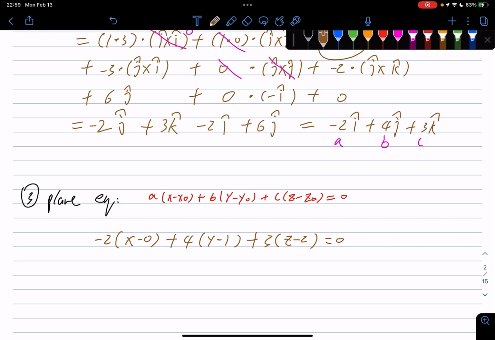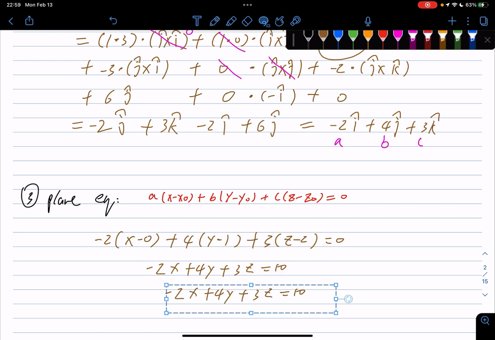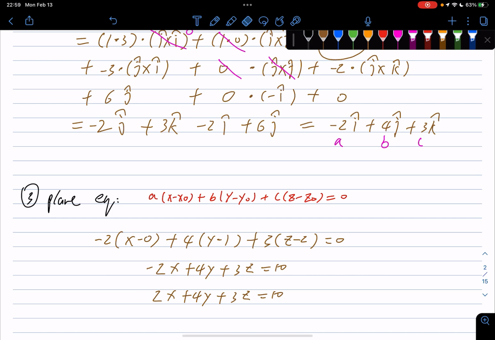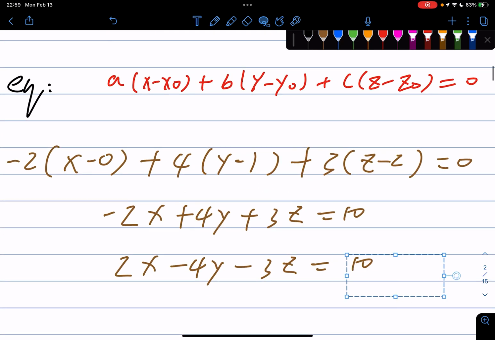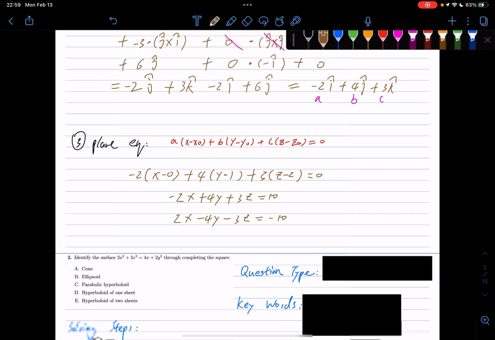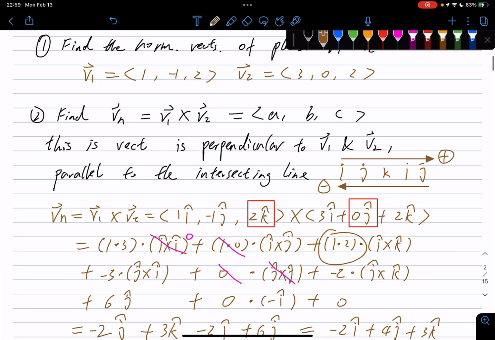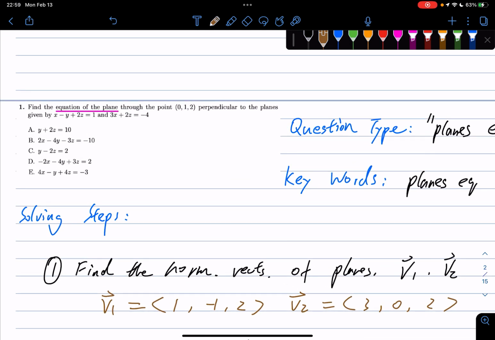Okay, and then -2x plus 4y plus 3z equals 10. So we can flip everything, and we're going to get plus 2x minus 4y minus 3z equals -10. Oh, come on, let me zoom. Let me drag things around. Properties. So I think this should be the correct answer for question number 1. So that is answer choice B. Okay, so second question.